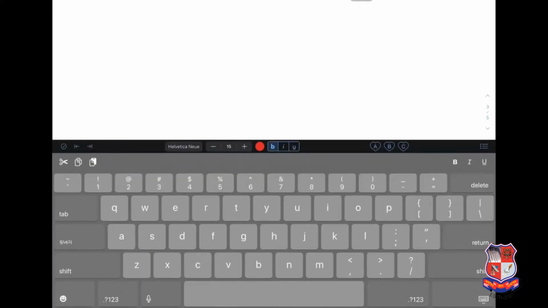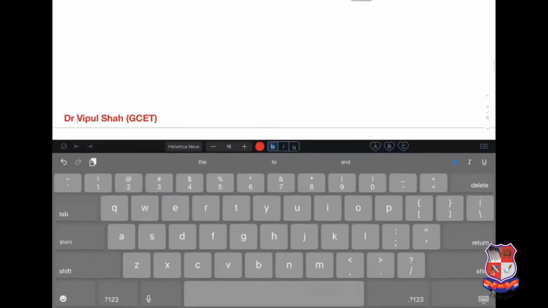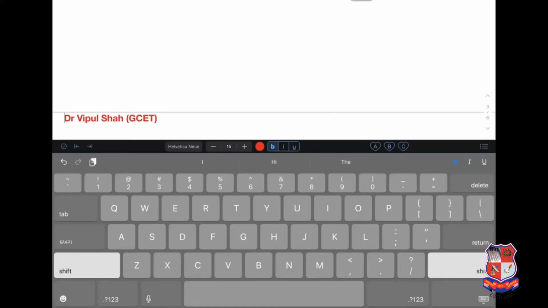Now let us define the rank of a matrix. So the rank of a matrix is defined as... so let us define the rank of a matrix.